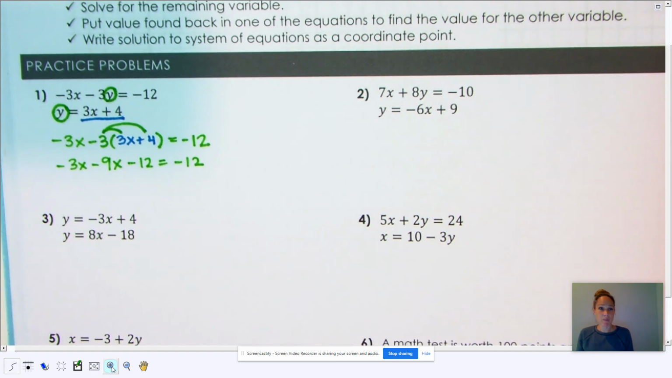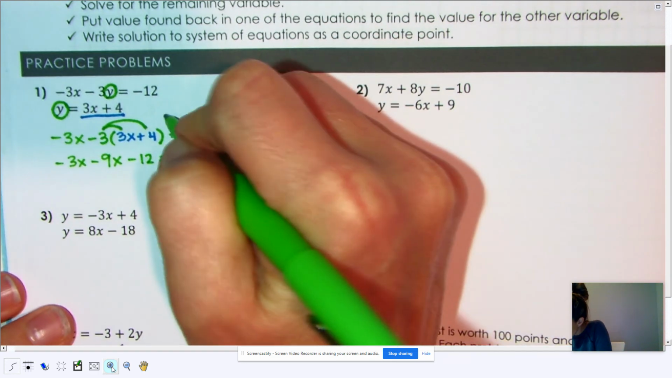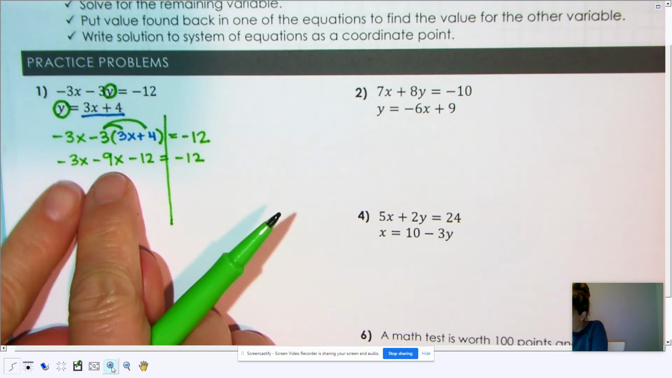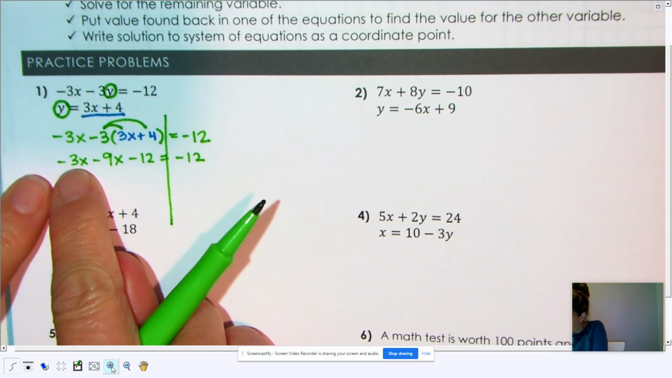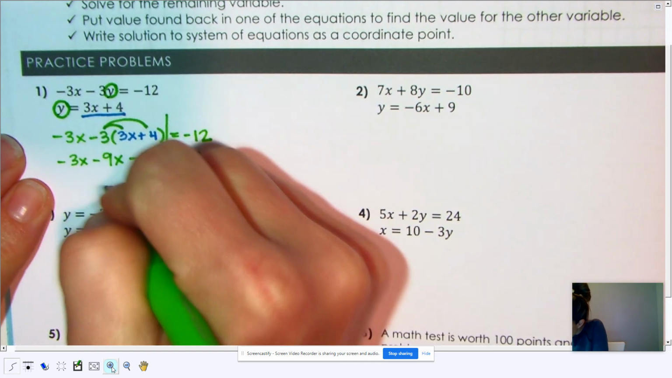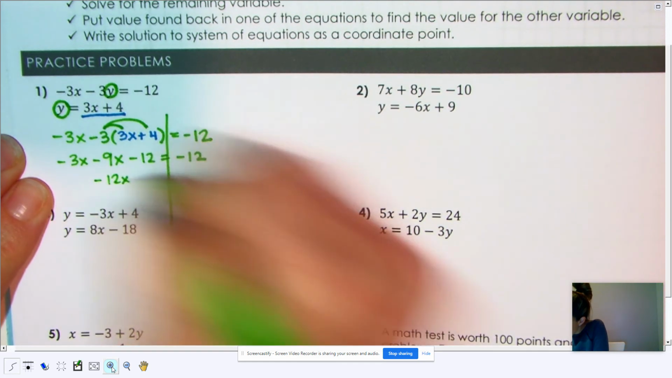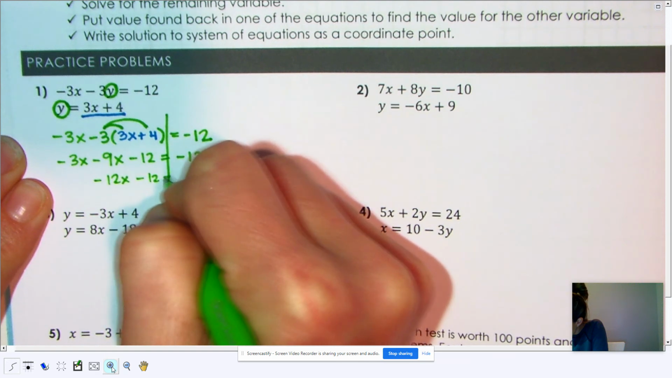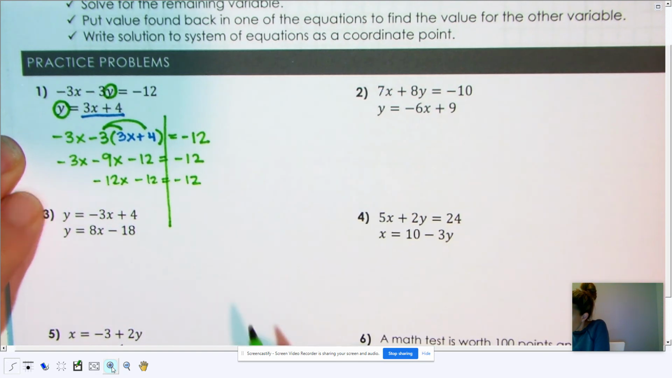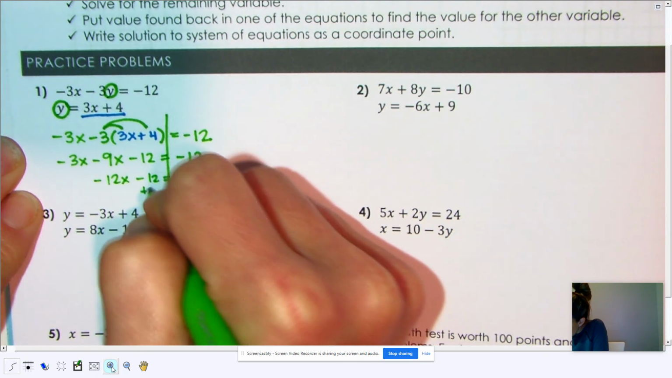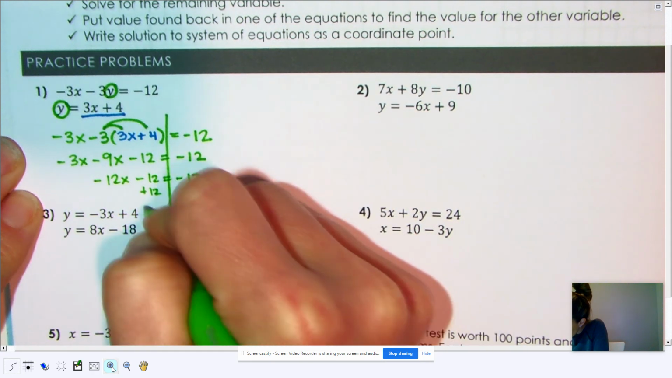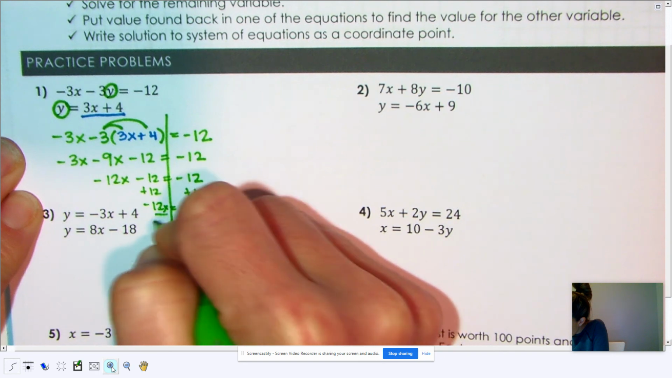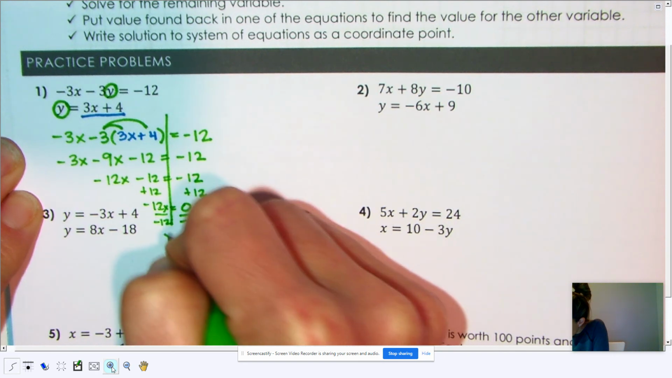So I'm going to do a little bit of simplifying here. Oops, I should have started with my wall there. So I'm going to put these x's together. So negative 3x minus 9x is negative 12x. And then I'm going to copy minus 12 equals minus 12. And then we're going to add 12 to both sides. So we get negative 12x is equal to 0. When we divide by the negative 12, we get x equals 0.